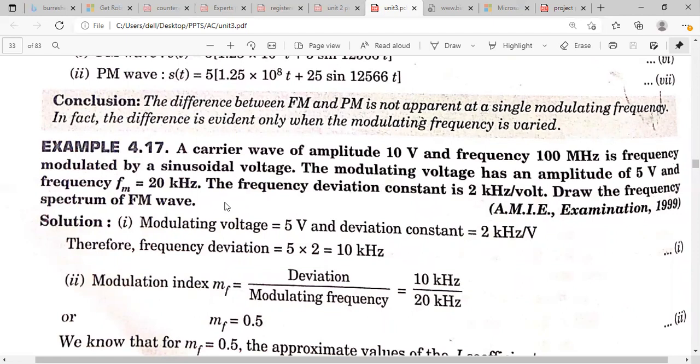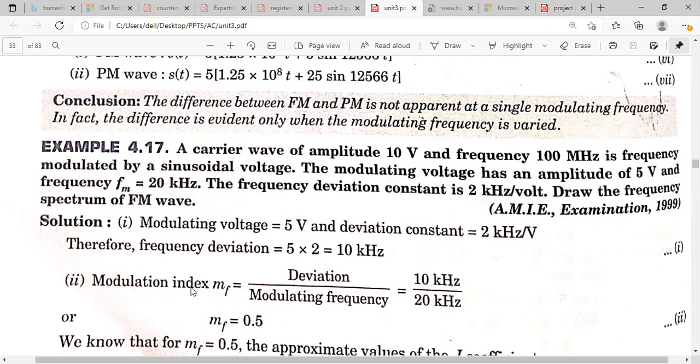So what we are going to draw here is the frequency spectrum of the FM wave. From the given data you have to calculate. For example, here the modulating signal amplitude is 5 volts, and the deviation constant is 2 kilohertz per volt. Therefore the frequency deviation will be equal to Vm into this value. So 5 into 2, you will get 10 kilohertz.